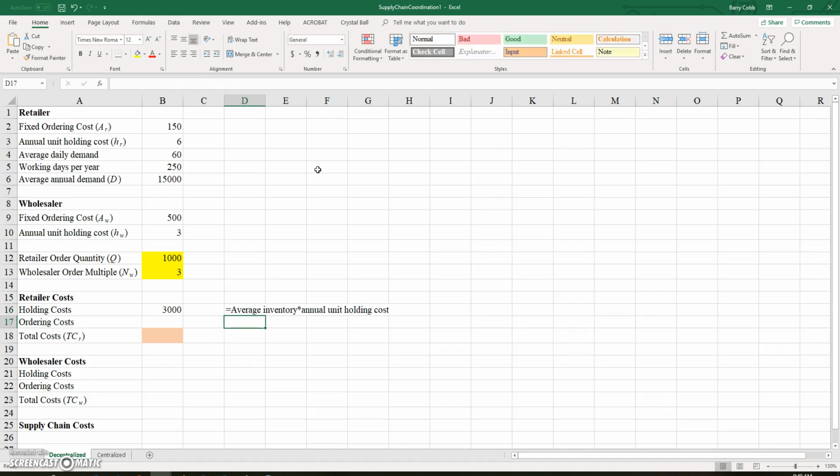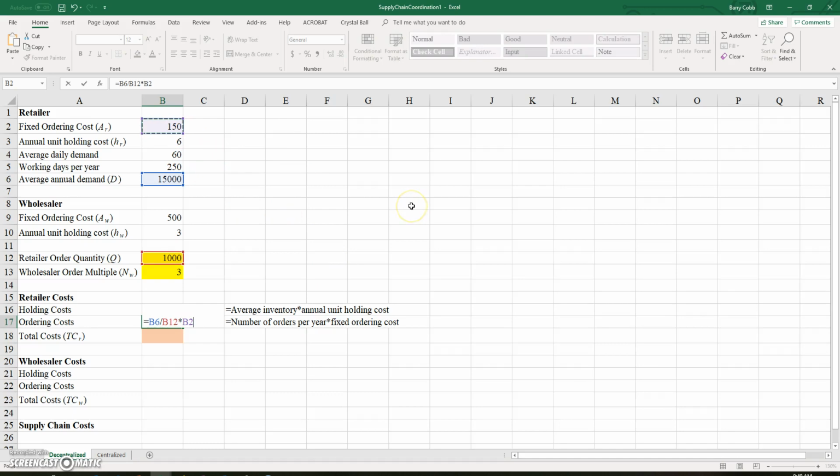The retailer's ordering costs in the model are the number of orders per year times the fixed ordering cost. The number of orders per year is the annual demand divided by the order quantity. This is then multiplied by the fixed ordering cost. The total cost for the retailer consists of the holding cost and ordering cost, so these two numbers are summed together to get the retailer's total cost.